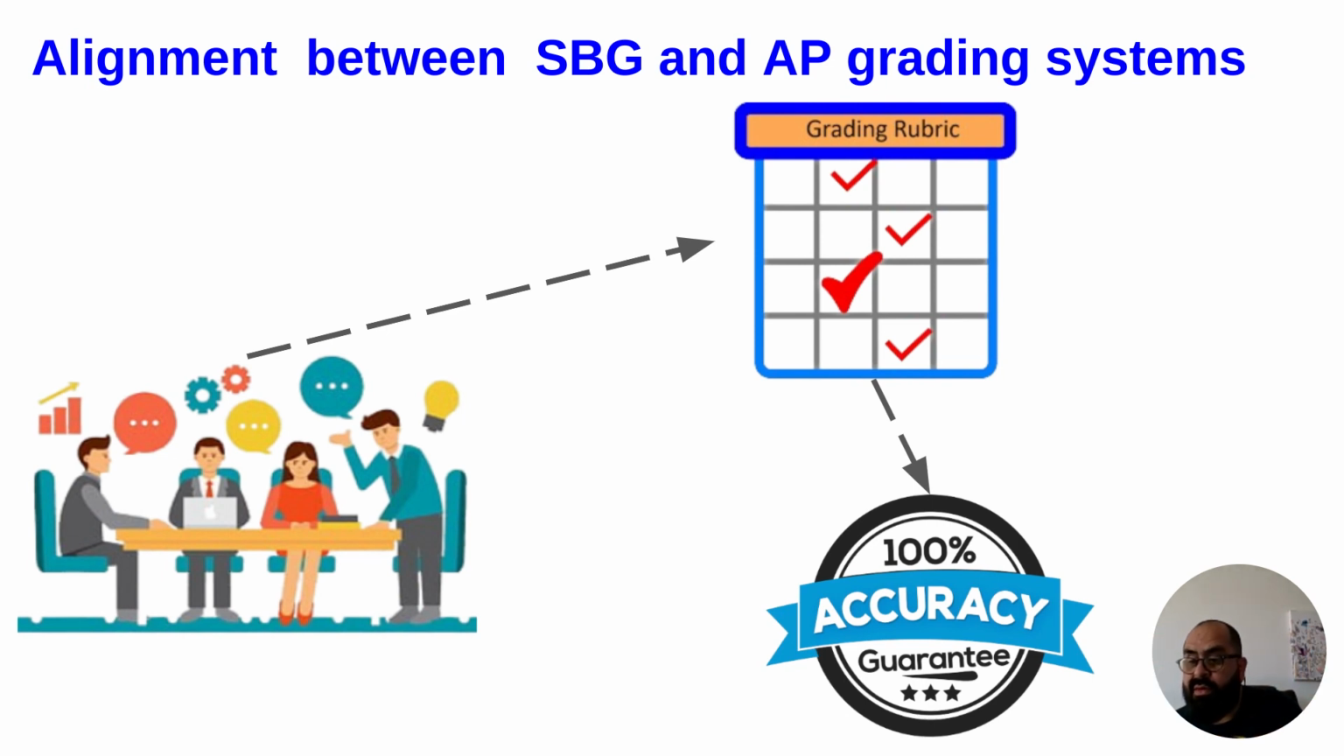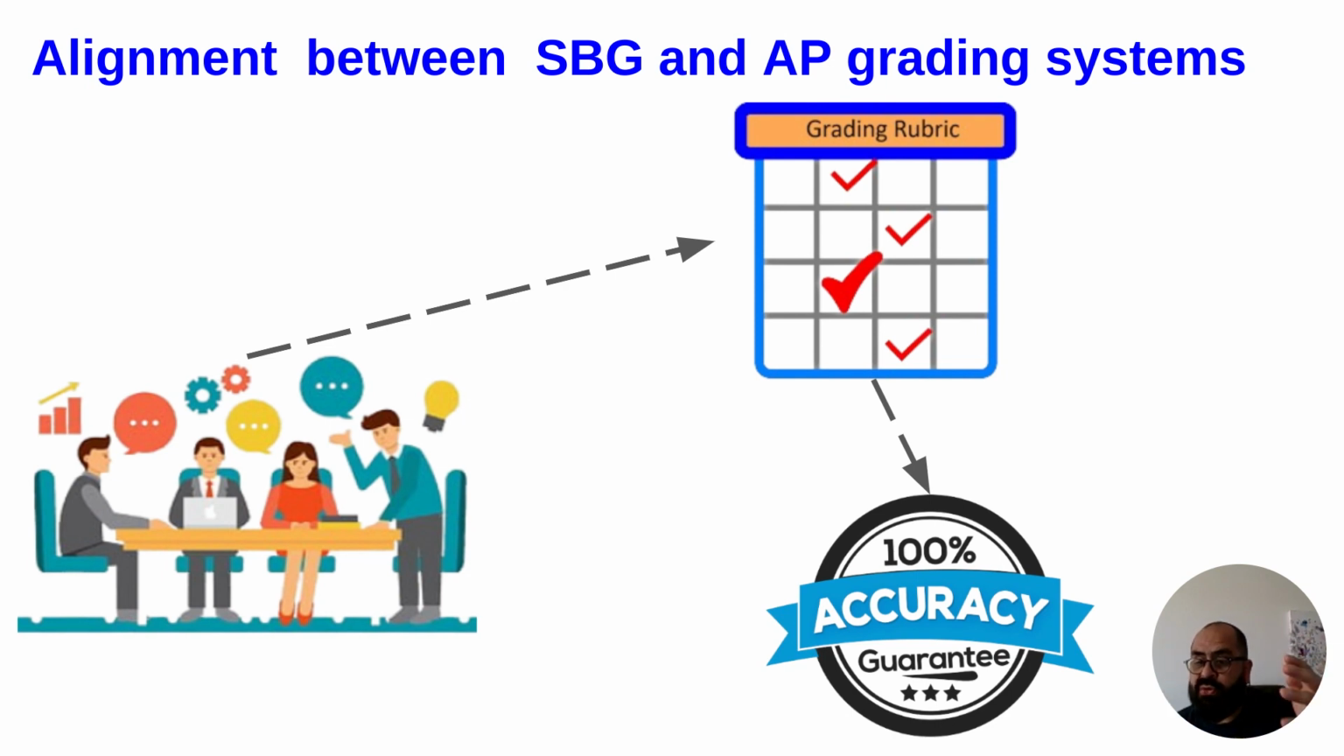Number 3, providing comprehensive feedback. Use the unified rubrics to provide detailed feedback on a student's performance. Highlight areas of strength and areas for improvement, and connect this feedback to specific proficiency skills. For example, if a student scores a 3 in interpretative communication in AP Spanish, the teacher must provide specific examples of what they did well and what they need to work on to achieve a 4.